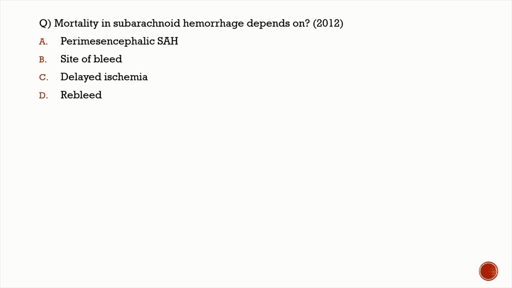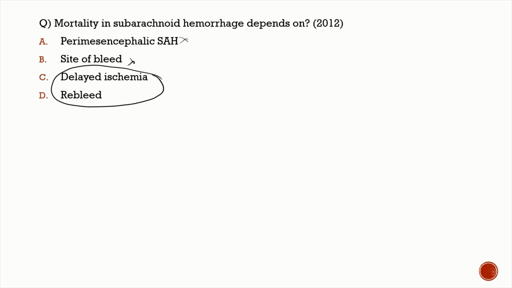Mortality in subarachnoid hemorrhage depends on, again this is a little tricky question. So perimesencephalic SAH? No, not really. Perimesencephalic SAH is a localized type of SAH, very small. It doesn't have a bad prognosis. Site of bleed, not really, not a very important factor for mortality. These two are the options where you're going to get confused, because both delayed ischemia due to vasospasm and rebleed are major contributors to mortality in subarachnoid hemorrhage.